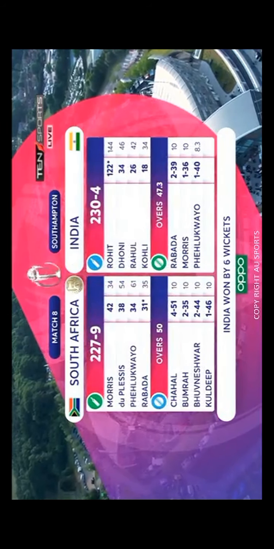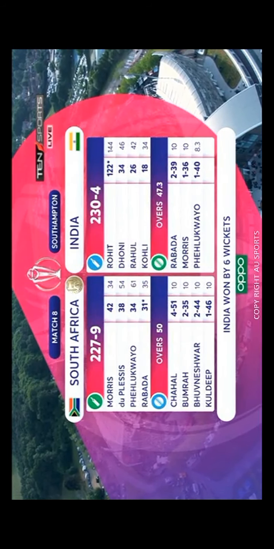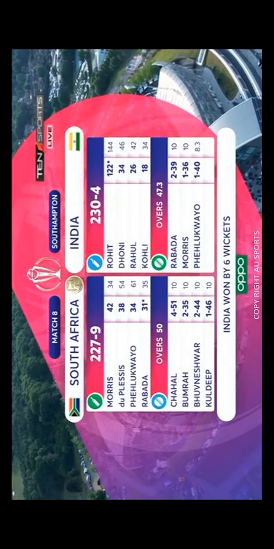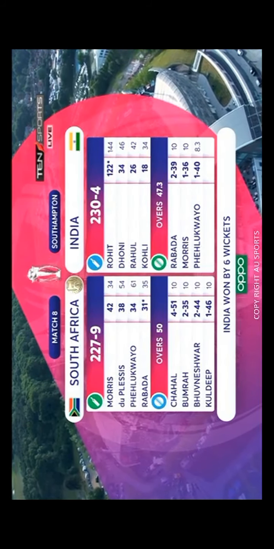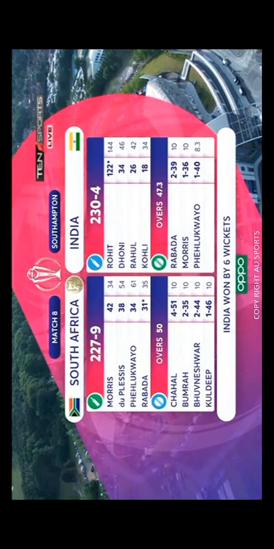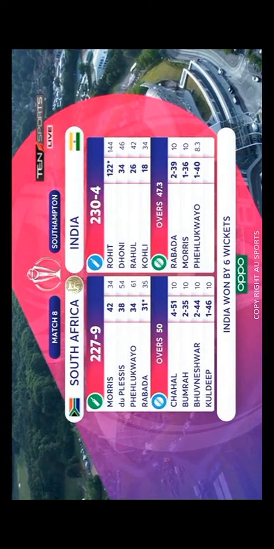So that's how it's been for India and South Africa today. The bowlers did a magnificent job to keep South Africa down to 227. In fact, they only got there because its lower half propelled them to that total. And then without being stretched too much, 230 for 2, 5 overs left, and India winning by 6 wickets to make a very good start to this World Cup.